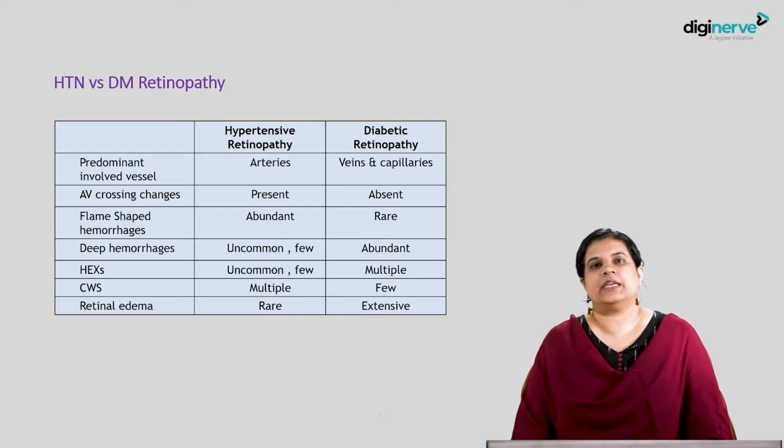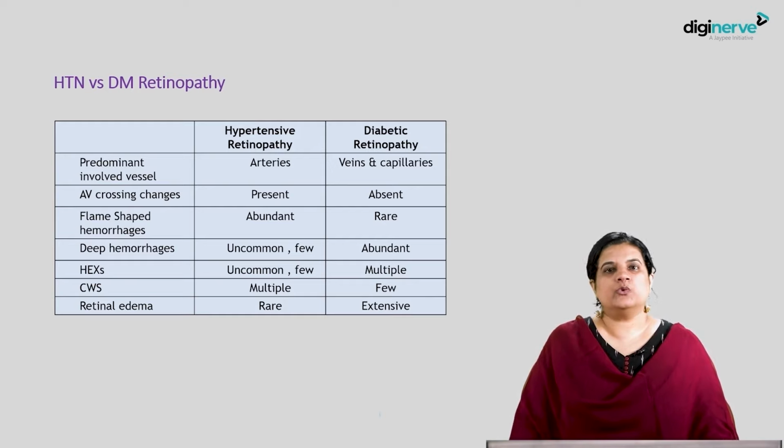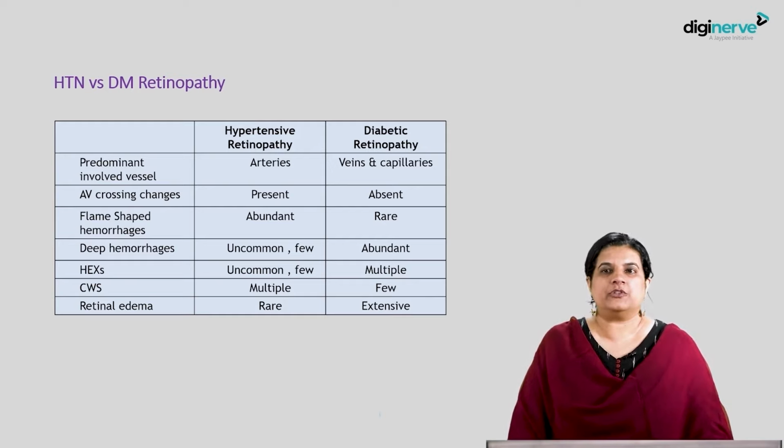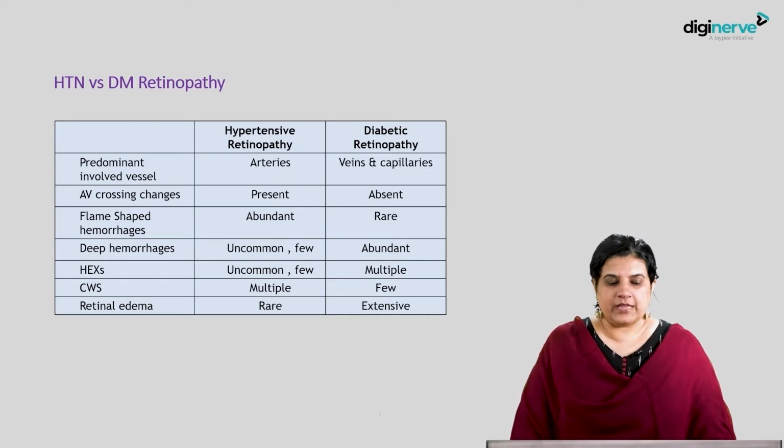Now, some patients can have both hypertension as well as diabetes mellitus. So, you should be able to differentiate which is the dominant pathology and which form of retinopathy is the dominant retinopathy in the fundus. For that, you need to know the salient differences between hypertensive and diabetic retinopathy.